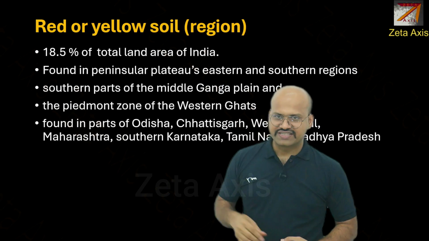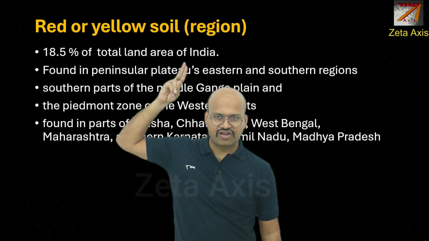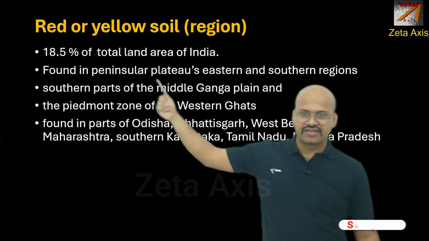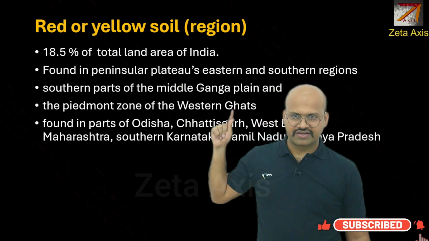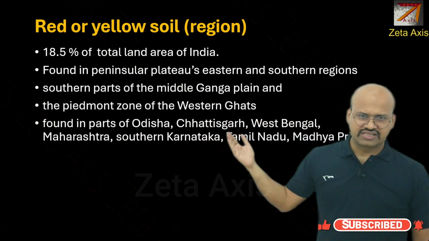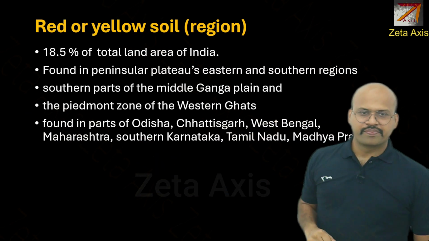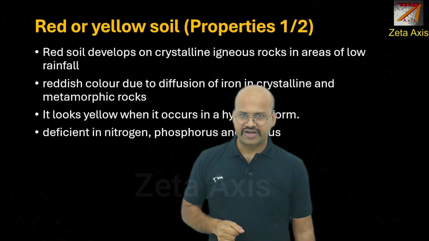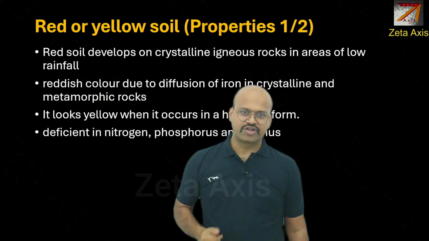So we can see the region, the total extent of red soil is 18.5% of the total land area of India. It is found in peninsular plateaus, eastern and southern regions, southern parts of the Middle Ganga plain and Piedmont zone of Western Ghats. It is found in parts of Odisha, Chhattisgarh, West Bengal, Maharashtra, southern Karnataka, Tamil Nadu and Madhya Pradesh. Now let's see the properties of red or yellow soil. Yellow we have seen because when it is hydrated it becomes yellow.